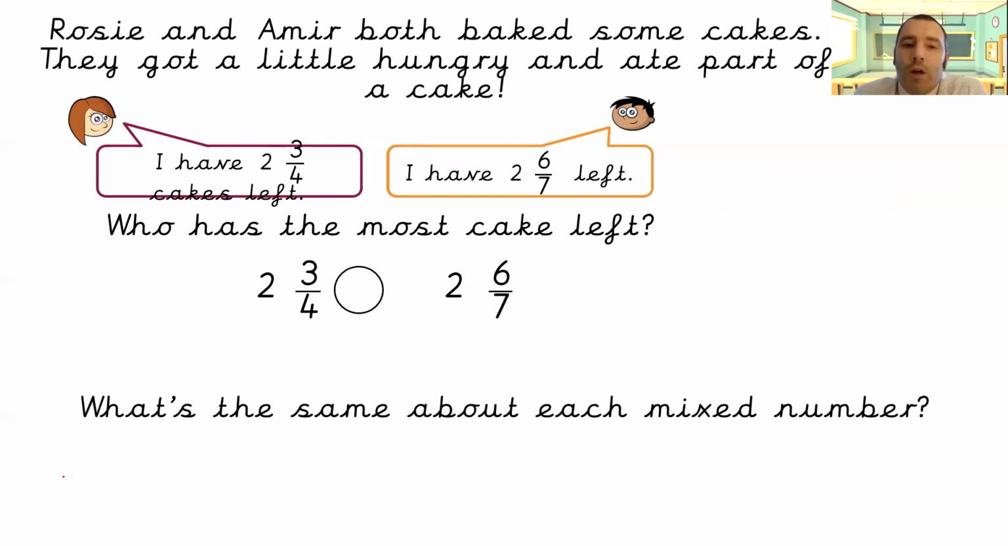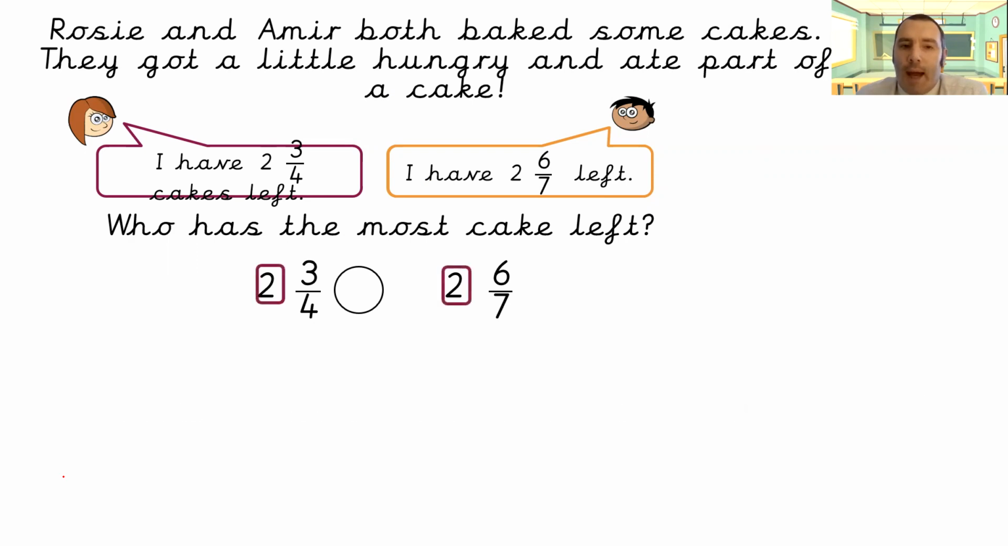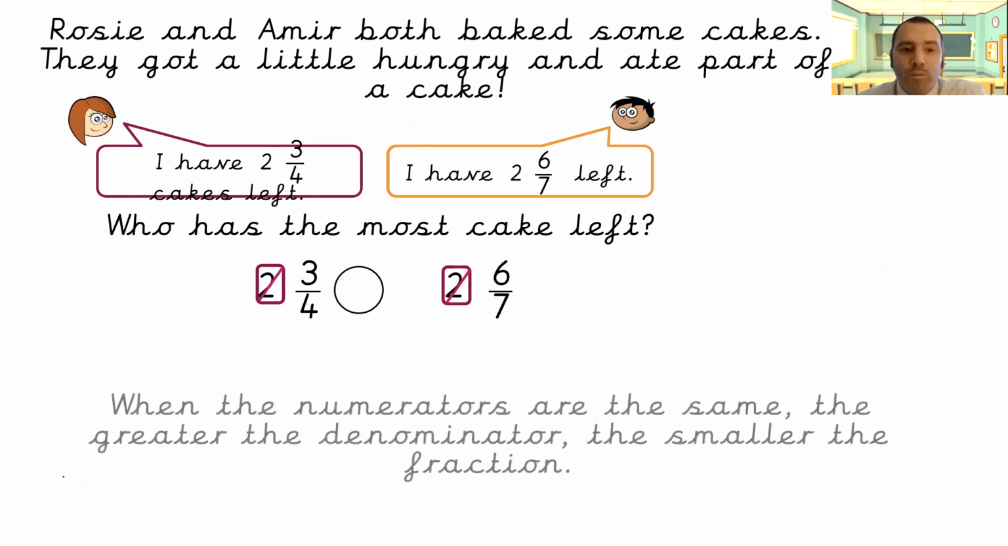So we'll look at the numbers first. What's the same about each mixed number? Well done, it's the 2. They both have 2 there. So we can ignore, we can take that away. We don't need to actually look at this. We need to look at the fractions, the parts that are left. They've both got 2 whole cakes, and they've got fractions left of the last one.